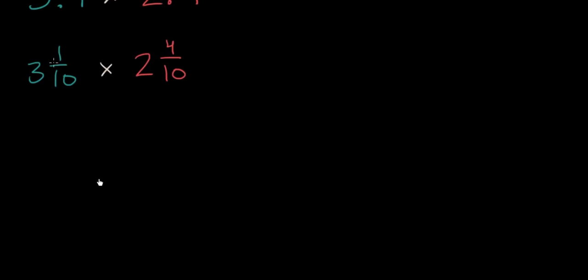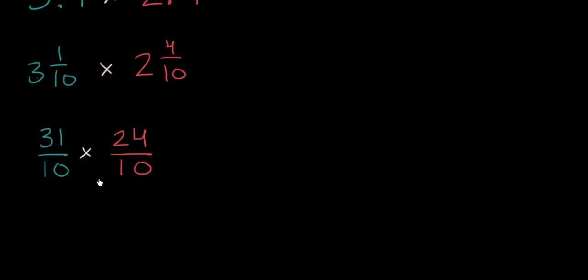So 3 is the same thing as 30/10. So 30/10 plus 1/10 is 31/10. 2 is the same thing as 20/10, so 20/10 plus 4/10 is 24/10. Hopefully this makes sense too: this 3 right over here is 30/10, and then this is 1/10, so the total is going to be 31/10. Likewise, this 2 is 20/10 plus 4/10, which gives us 24/10. And now we can multiply.